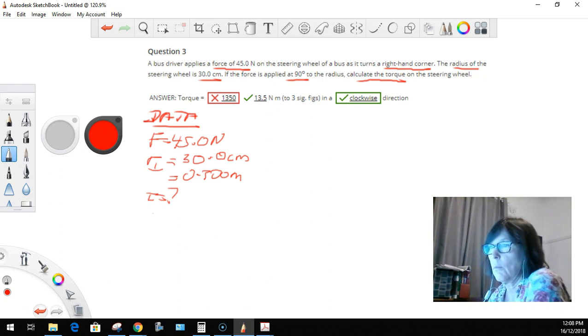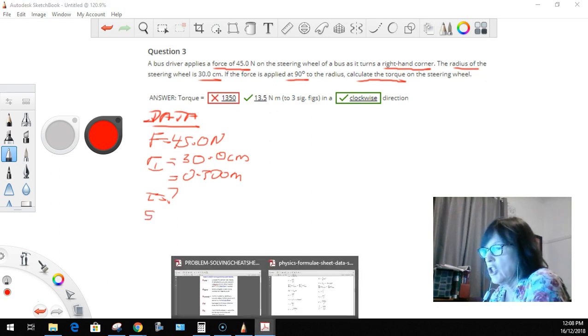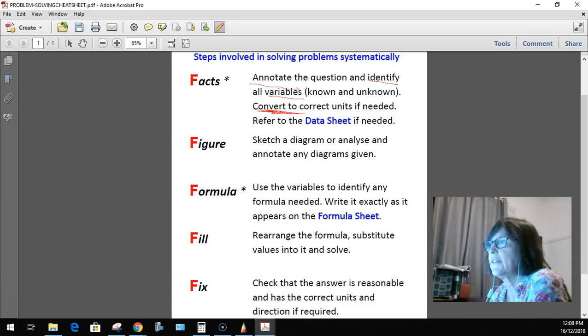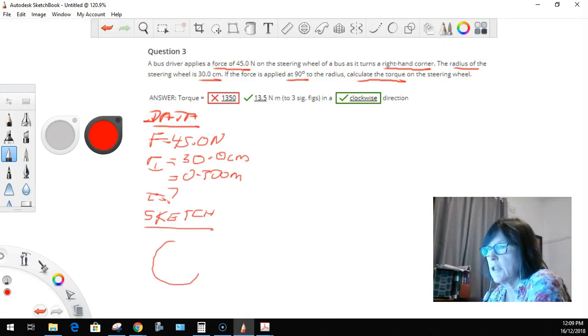The other thing to look at on our cheat sheet, the next step, is sketch a diagram or analyse and annotate any diagrams that are provided. In this case, we could do a simple sketch. We've got a steering wheel which has a radius, and it has a force applied at right angles to the radius, which is turning it in a clockwise direction.